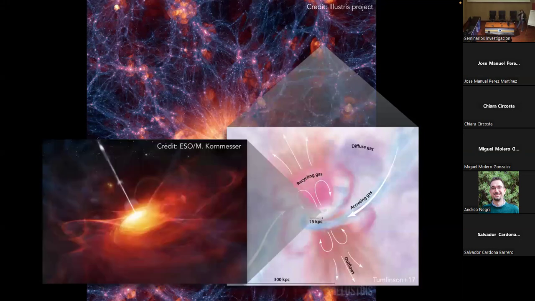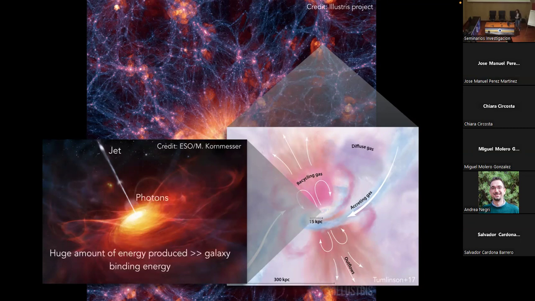This little guy sitting at the center of galaxies is a supermassive black hole, which accretes gas and dust from the surroundings. And during this process, it produces a huge amount of energy, which is much larger than the galaxy binding energy. So supermassive black holes in this situation are called active galactic nuclei, or AGN from now on.